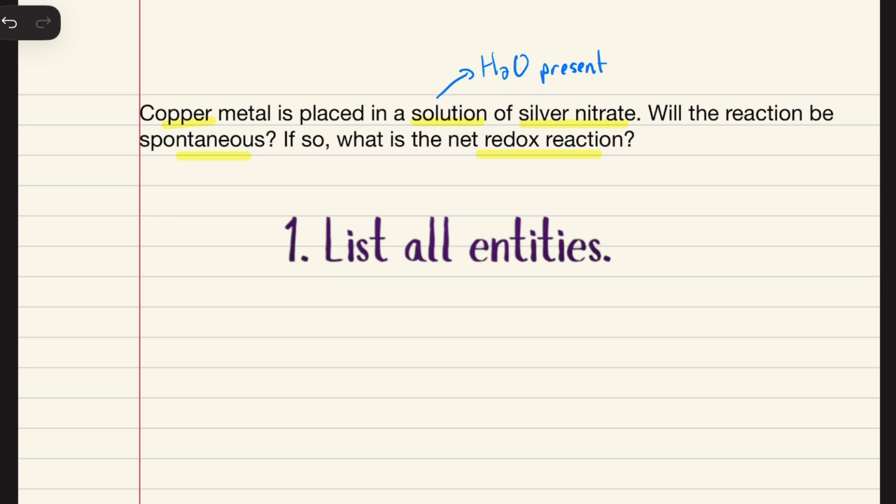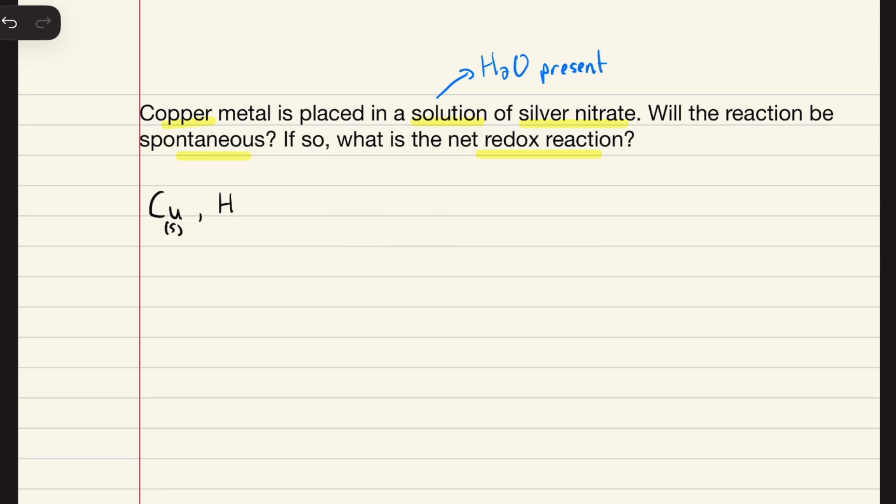Now the first thing we're going to do is list all entities, including water because it says solution. So that's copper solid, water liquid. It'll be silver ions, Ag+, and then we're going to write the nitrate ion. And whenever we have ionic compounds, we're always going to break them apart because they do ionize in solution.